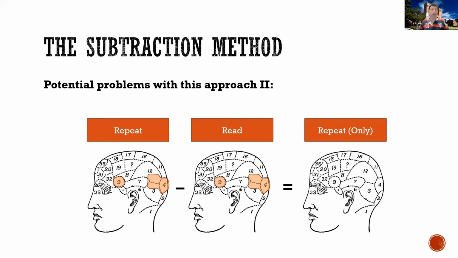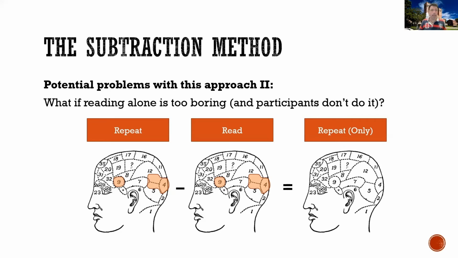Now, a different issue, although related: what if just reading something without having to do anything might be boring? Participants might not really care about it. So who knows, your participant gets bored and just stops reading. After all, they don't have to do anything. So maybe they stop reading. You as the experimenter can't know if they're reading or not. Right? When they're repeating, you can hear them repeat. But when they're reading, if they're not giving any answer, they might not read.